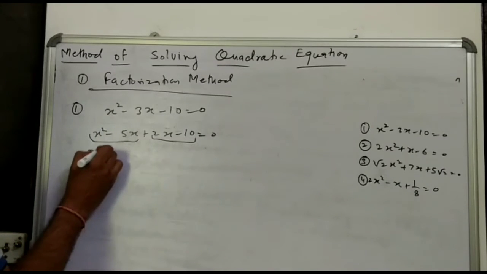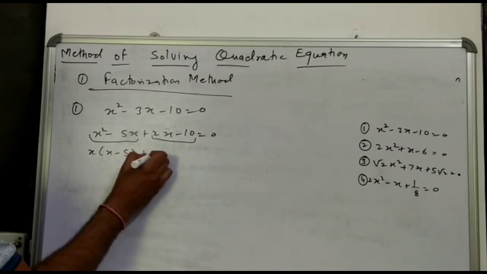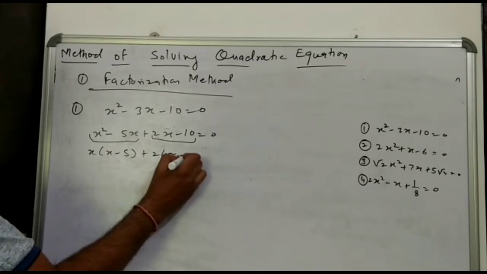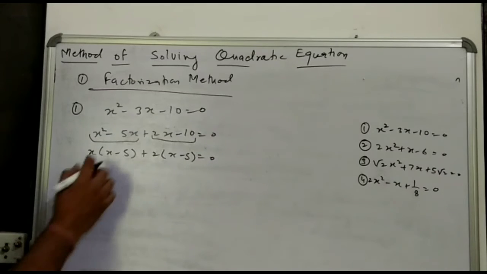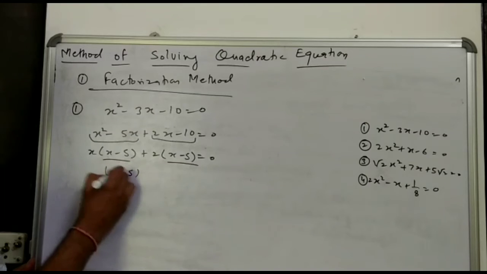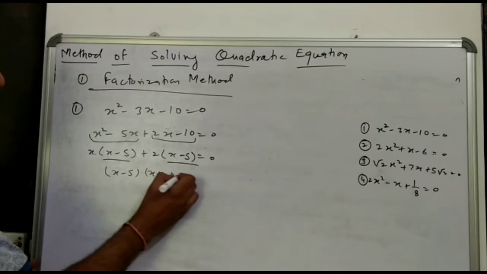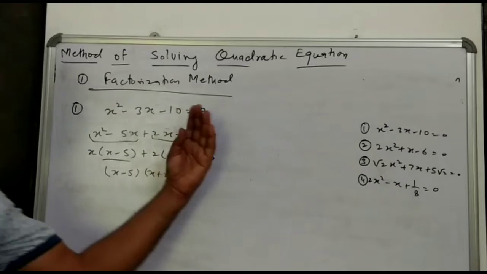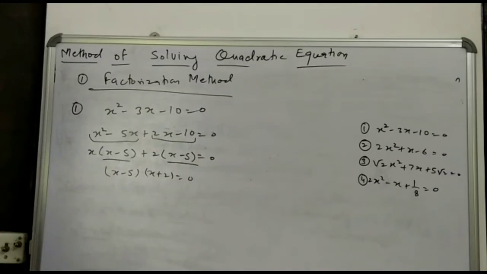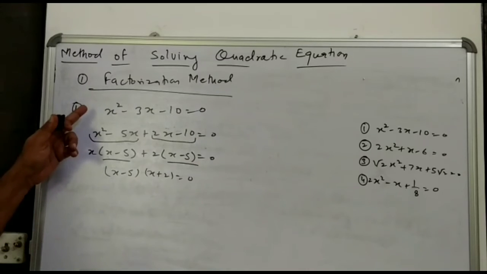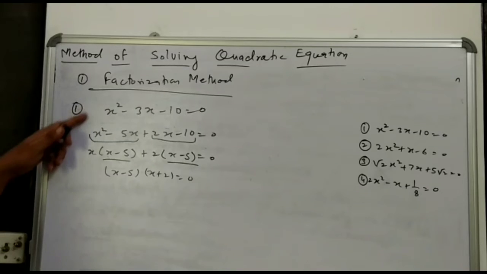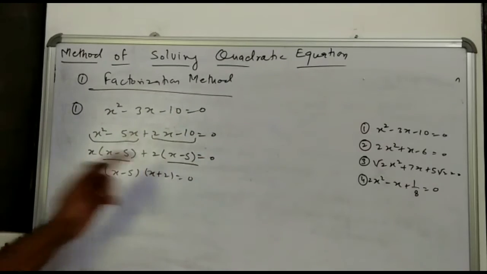From the first two, if you take x common, it is x minus 5; from the other two, if you take 2 common, it is 2 times x minus 5, equals 0. Now you see here also x minus 5, here also x minus 5. So x minus 5 common and x plus 2 equal to 0. If I remove this equal to 0, then this is the problem from class 9, where you factorize it. So we have reached up to this. Now in this step, nothing is new except the equal to 0.